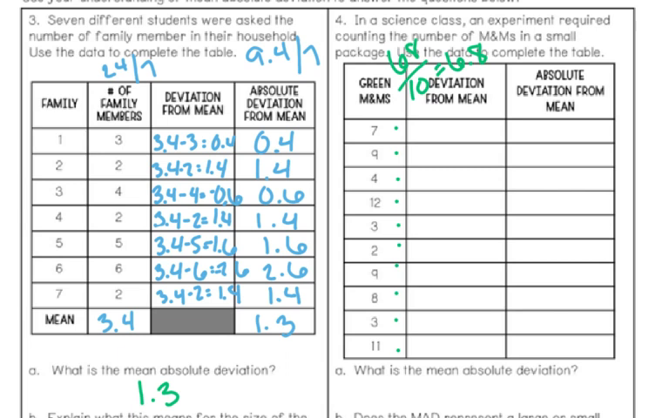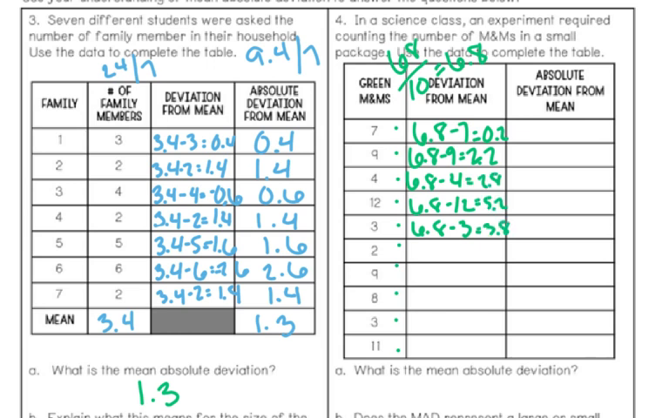Next, we need to find the deviation from the mean. Remember, we're taking the difference of the mean and the data point to find the deviation. So my mean was 6.8, and my first data point was 7. So 6.8 minus 7 is 0.2. Go ahead and find the deviation from the mean for 9. So 6.8 minus 9 is 2.2. Moving on, 6.8 minus 4, 6.8 minus 12, 6.8 minus 3.